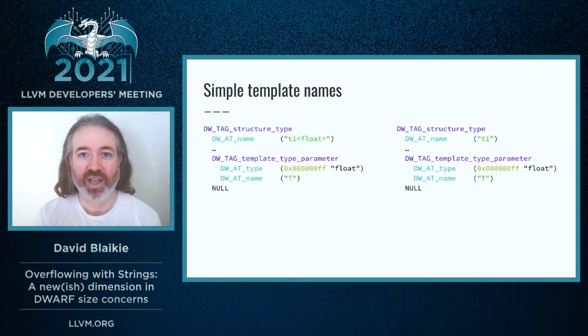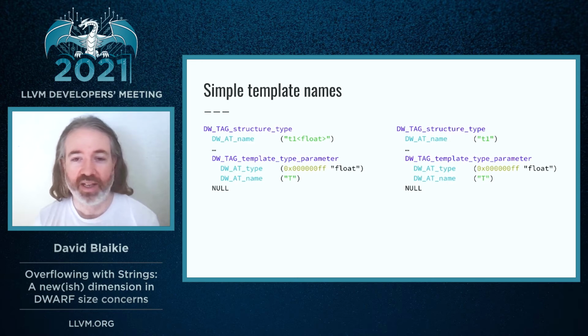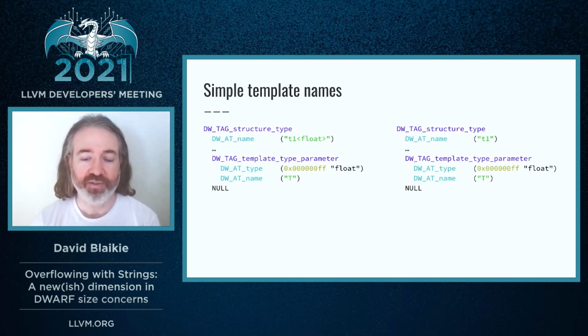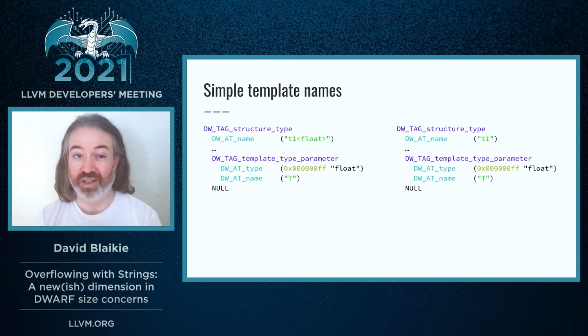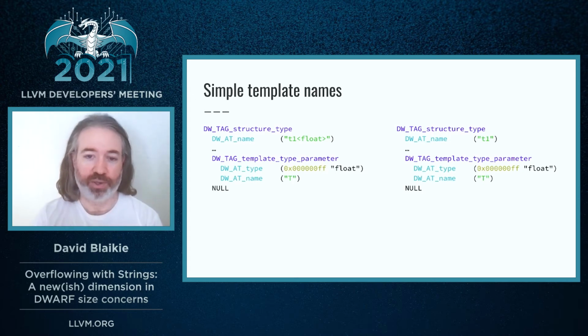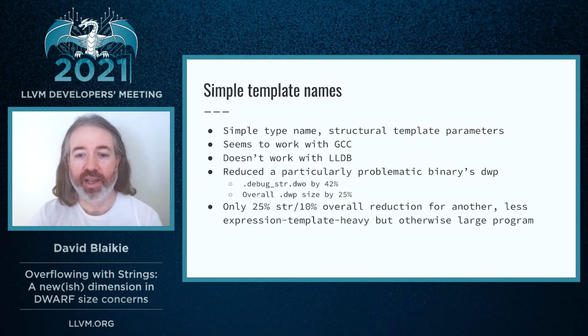So one of the options I considered was simplifying template names, specifically the pretty or textual represented names rather than the mangled names. Since they're somewhat redundant in the DWARF, there's a structural representation of the template parameter, float, and a textual representation in the T1<float>. So what if we just didn't include the textual representation and only the structural representation? We wouldn't lose any information. Consumers could still reconstruct the original name, and we could save a lot of space.